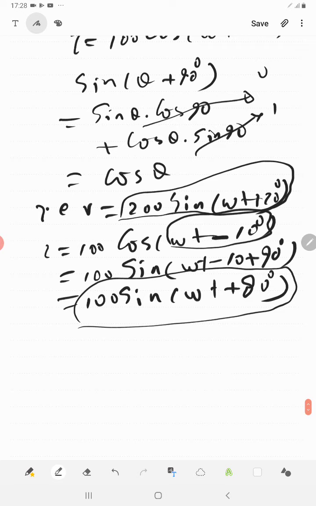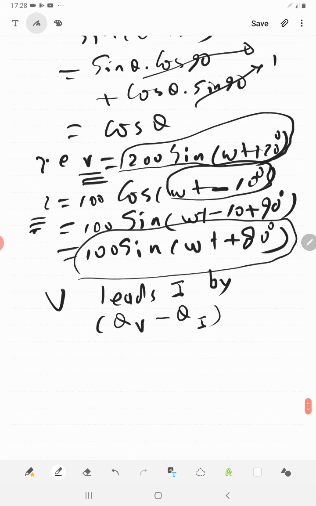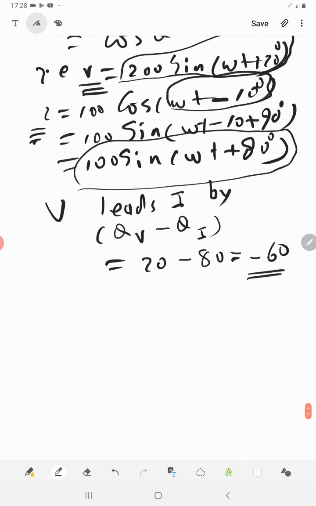Now we can say simply V leads I by an angle of theta V minus theta I. We started with V, V leads I. So we take the angle of V and subtract from it the angle of I, which is equal to 20 minus 80. So it is minus 60. Okay? So we can say V leads I by minus 60.